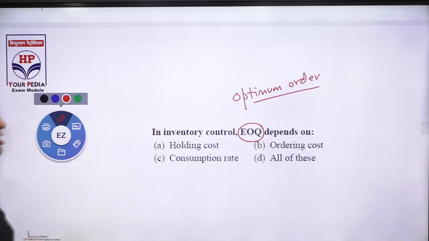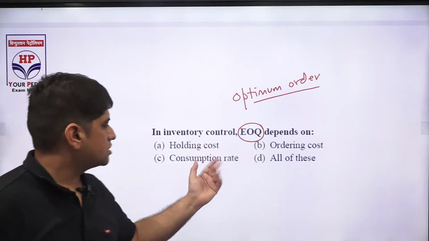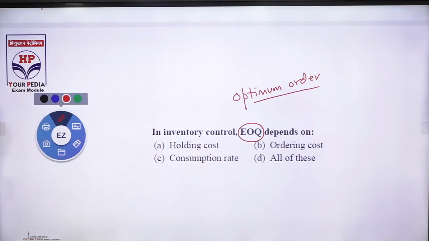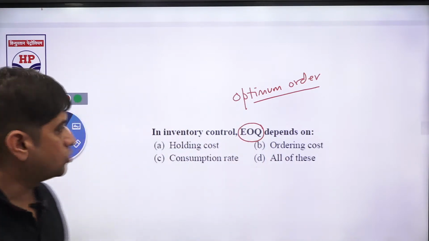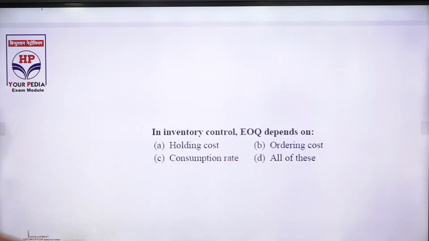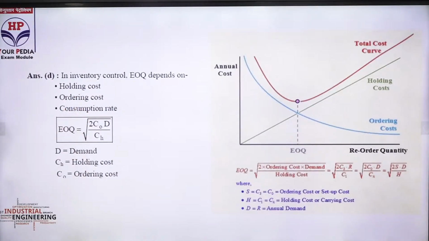Actually, inventory cost depends upon the holding cost, ordering cost, consumption rate. So it depends upon all of these. So economic order quantity means that order which basically minimizes the total cost. So what is the answer for this? Economic order quantity depends upon what? The answer is it depends upon all of these.